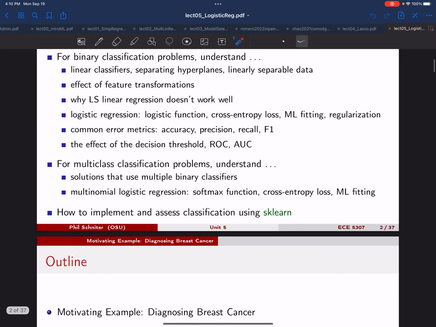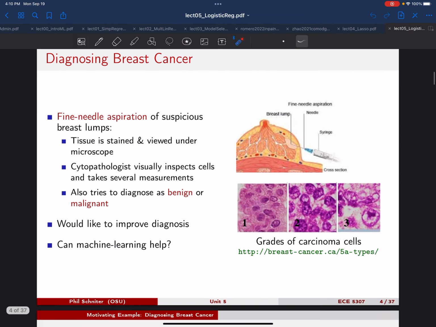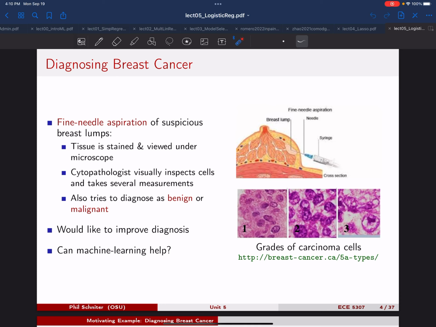So in this unit, our data set is going to be this Wisconsin breast cancer data set. The idea here is that to diagnose breast cancer, the common thing you do is you take a tissue sample, and then an expert looks at that. They stain the sample and they look at it in a microscope, and just visually they quantify various things about what they see, and they additionally try to determine whether it's malignant or benign.